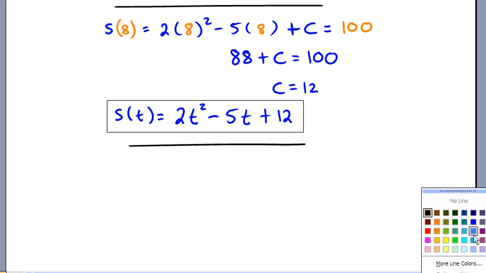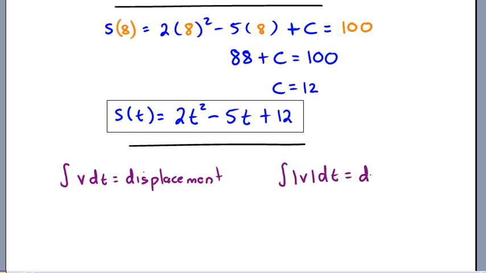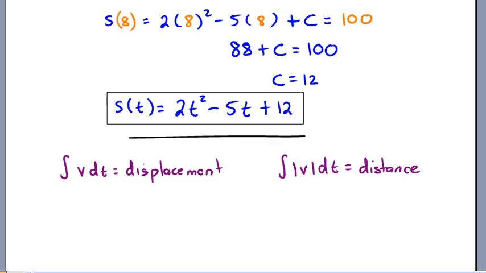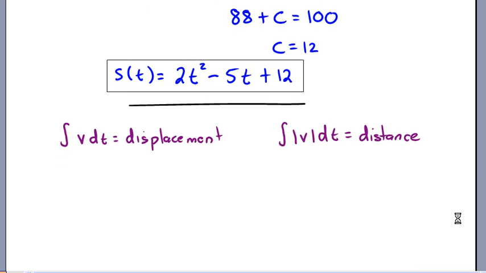I've actually got a couple of plans here. If I integrate just simply velocity dt, then that would be displacement. Not exactly what they're asking for. But if I integrate the absolute value of the velocity dt, then I'm going to end up getting distance. So that's what I'm going to need to do. I'm going to have to take that velocity that they gave me, 4t minus 5, and integrate its absolute value.